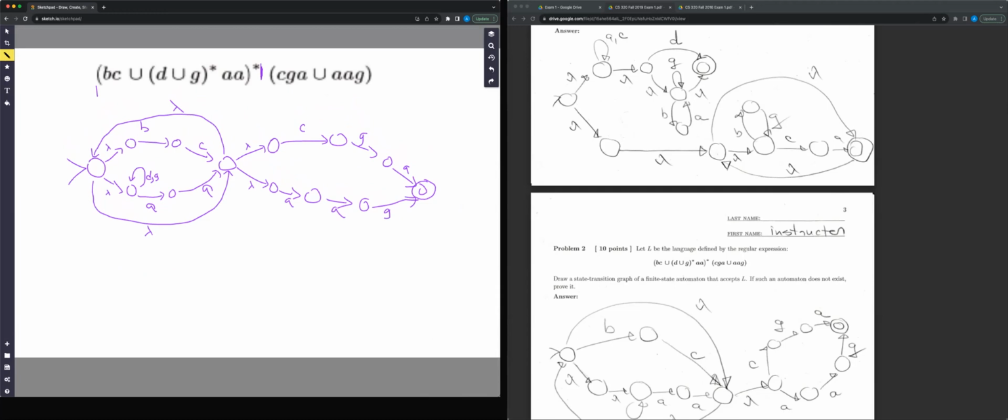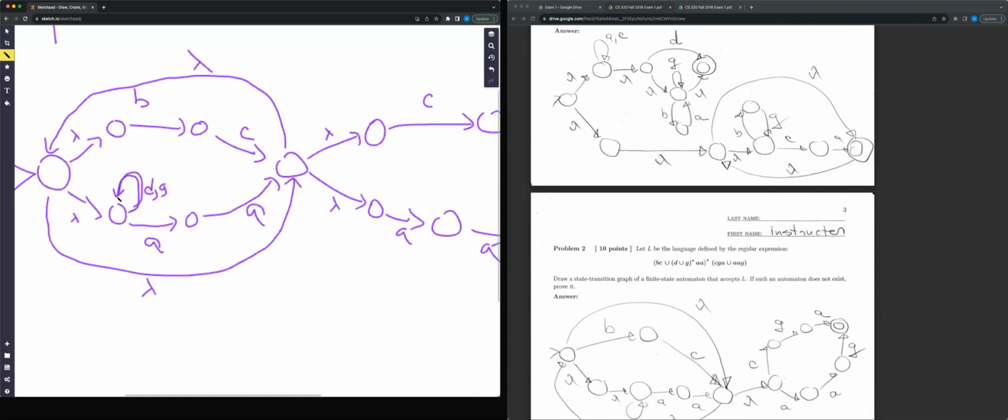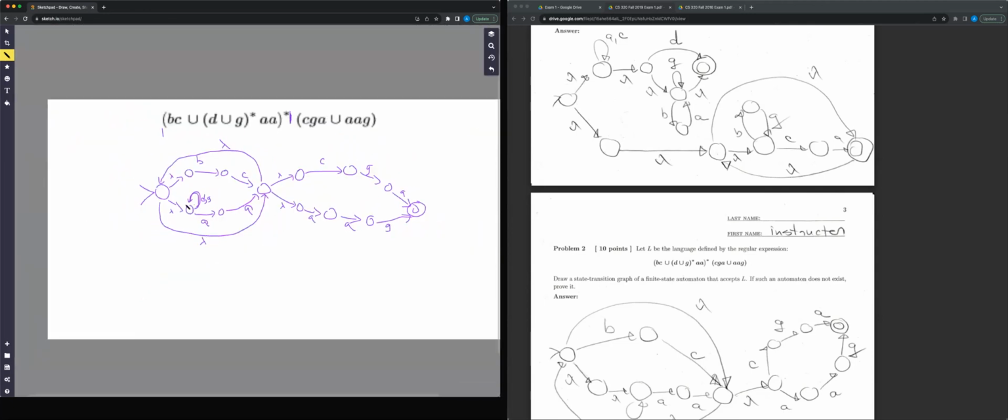But what about D or G? D or G fell into the case where it was a single character. When it's multiple characters long, D or G is just one character. So I could just use a loop back going back to the state. But I could have done whatever you are saying.